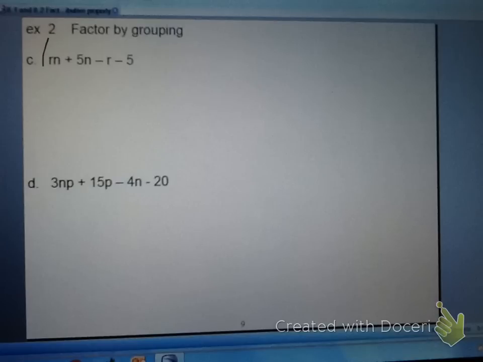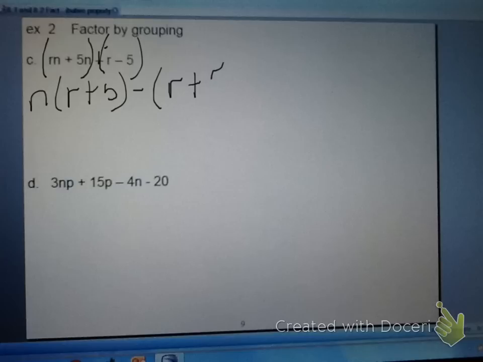Example C, group the first two together. Now make sure you have that negative inside the parentheses. Now I'm going to factor out an n and get r plus 5. Now be very careful here. If your first term is ever a negative, you're going to factor out a negative. So in this case, you could bring down the plus and then factor out a negative, but what do plus and negative make? A minus. And when you factor out a negative, you change the signs. And then we get r plus 5 times n. Oops, I'm sorry. You have to factor out a negative 1 in this case because we don't have a GCF.